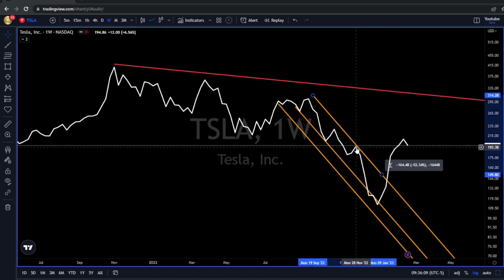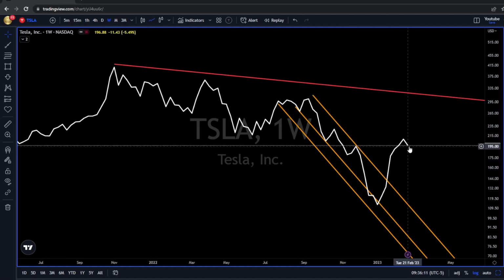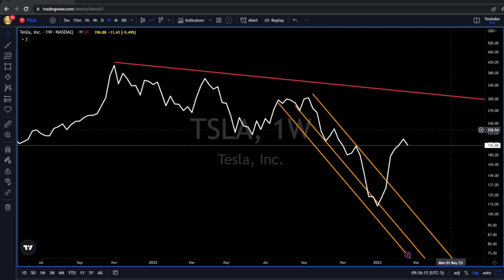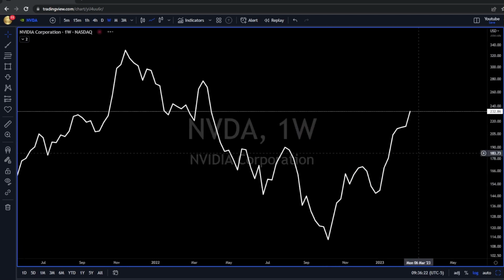Support, previous high, is now support, breaking to the downside. 180 is next. Continuation to the upside, we have 230.